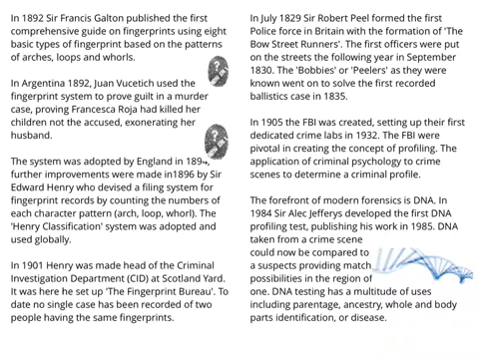In July 1829, Sir Robert Peel formed the first police force in Britain with the formation of the Bow Street Runners. The first officers were put on the streets the following year in September 1830. The Bobbies, or Peelers, as they were known, went on to solve the first recorded ballistics case in 1835. In 1905 the FBI was created, setting up their first dedicated crime labs in 1932. The FBI were pivotal in creating the concept of profiling, the application of criminal psychology to crime scenes to determine a criminal profile. The forefront of modern forensics is DNA.